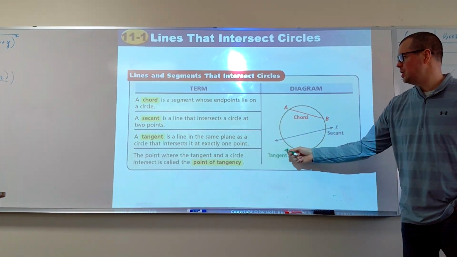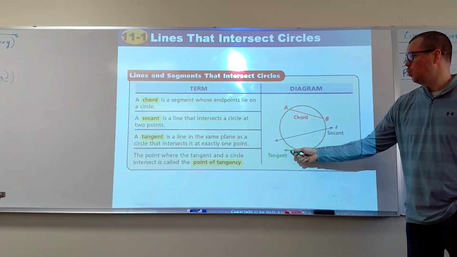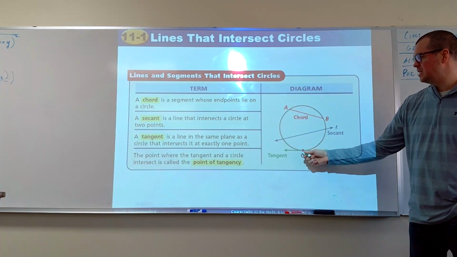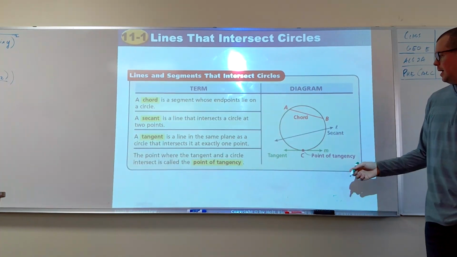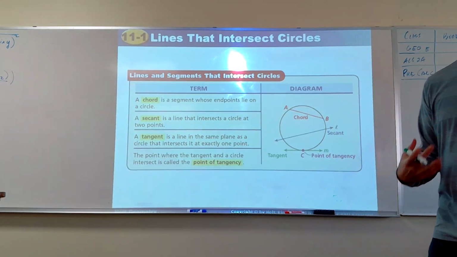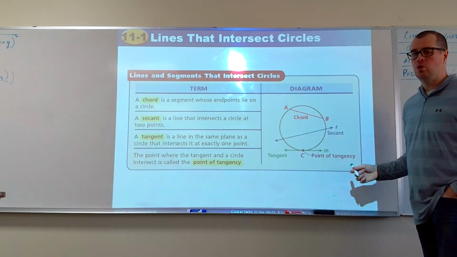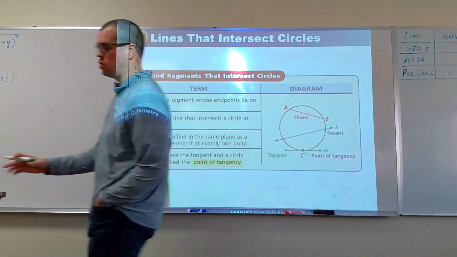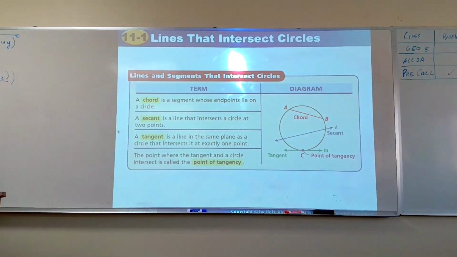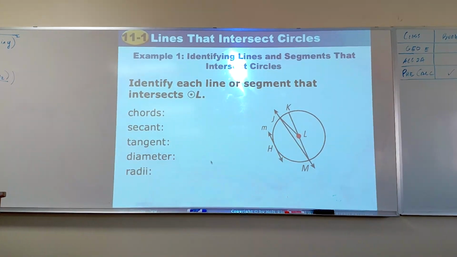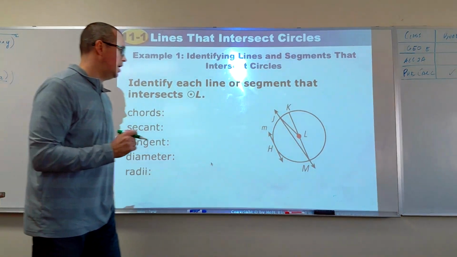And a tangent is a line that hits it in one spot called the point of tangency, which would be C here. Remember, when we write our lines, either we use one cursive letter or 2 uppercase letters. So let me show you how we could go through that in locating these things. So identify each line or segment that intersects circle L.